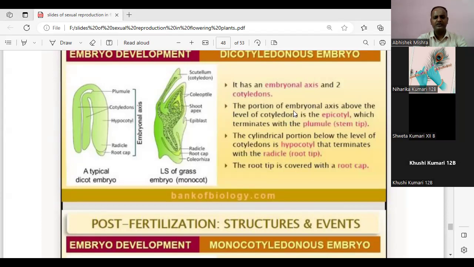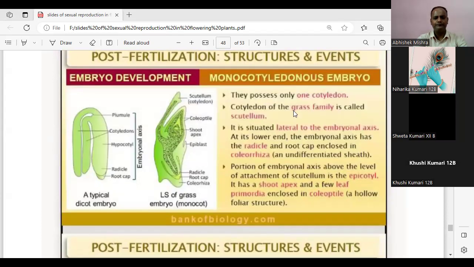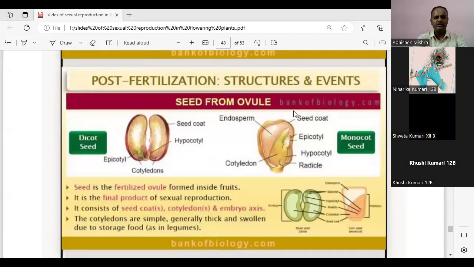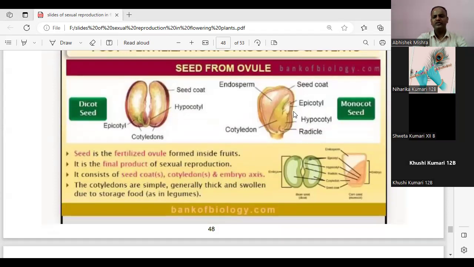Now, students, we are coming to this, again the same part which we have discussed just now. Seed. So students, how many post-fertilization events have we discussed till now? Good, 2. Fine. Now the third one is seed from ovule. Again, this also we have discussed in class 11, the structure of the dicot and the monocot seed.